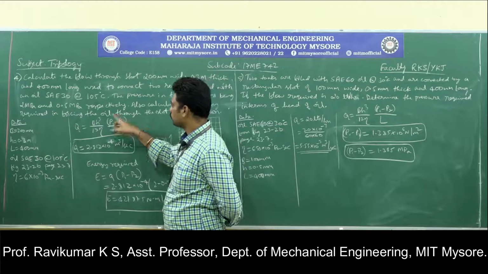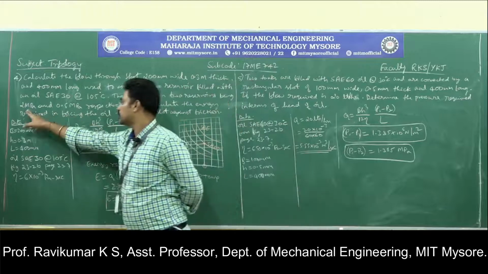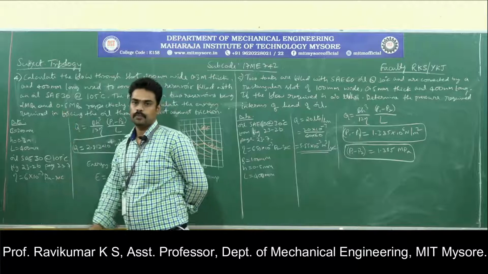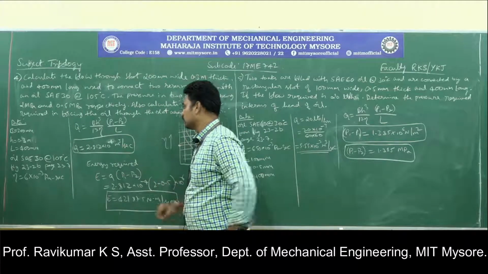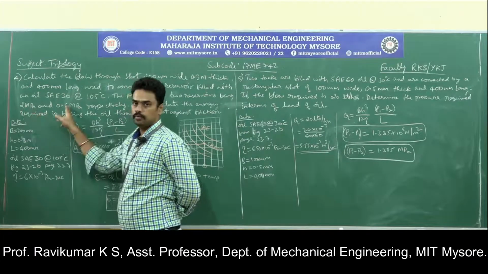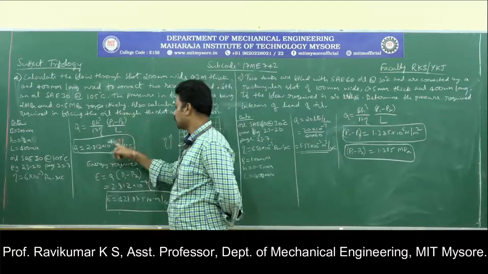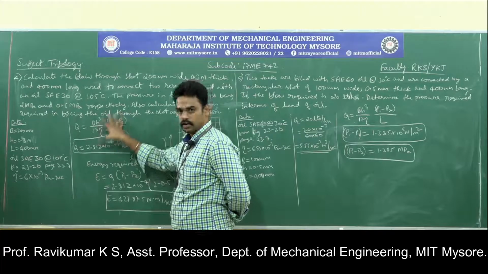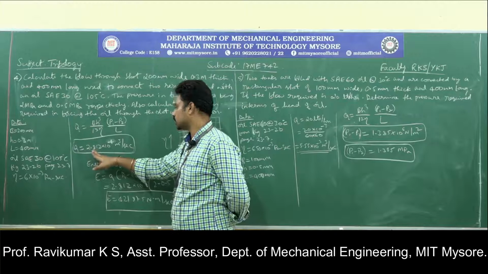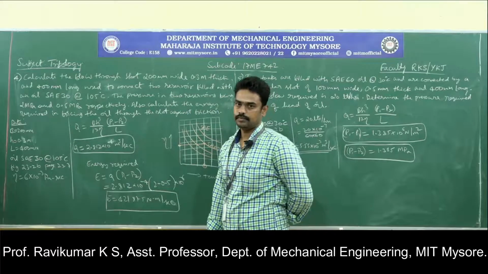P1 minus P2 is given as the pressure in the two reservoirs, 2 and 0.5. So this is P1 and this is P2. That is 2 minus 0.5 into 10 power 6 for mega. You can substitute here, and upon substitution and calculation you will get the discharge Q equal to 2.812 into 10 power minus 4 meter cube per second.